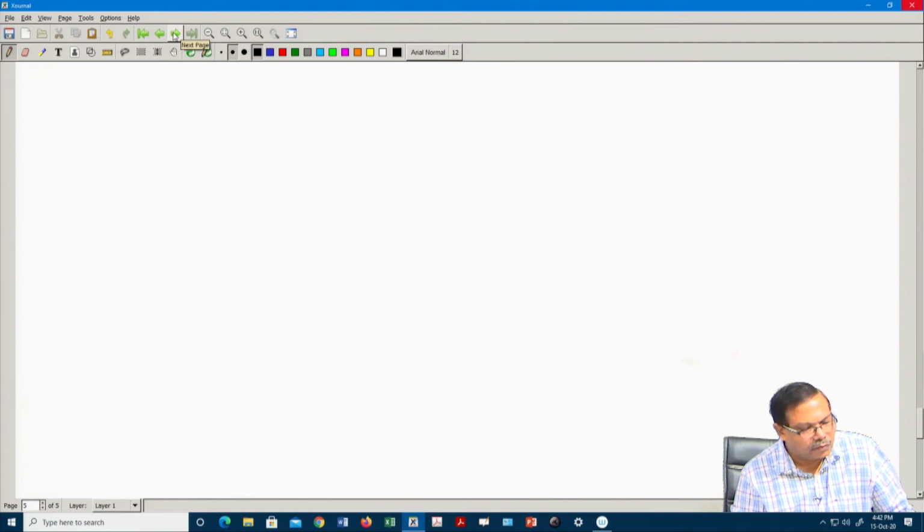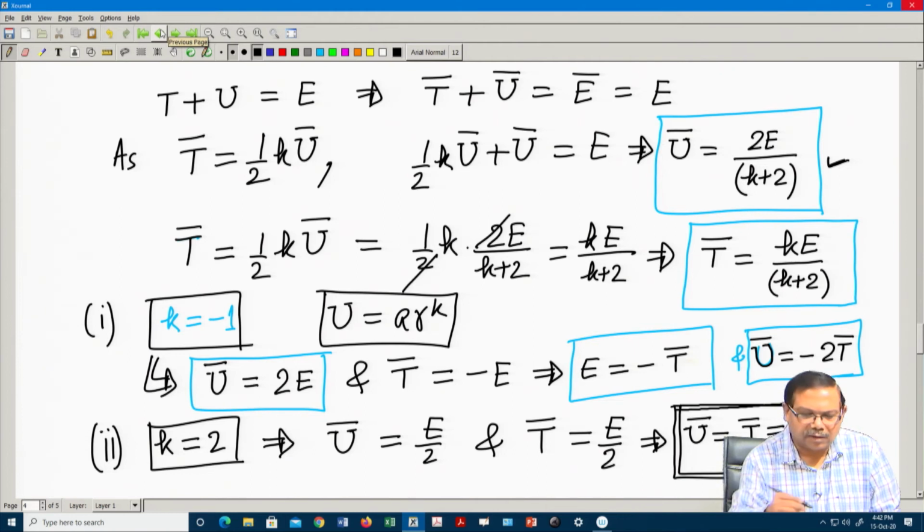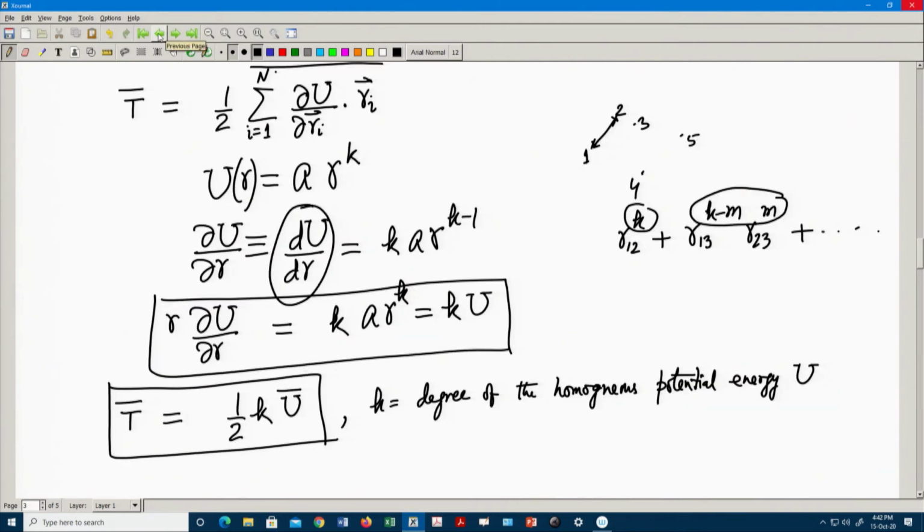Okay. So the theorem which we did just now is known as the virial theorem. Using the definition of the virial, we got this relationship, which is called the virial theorem.